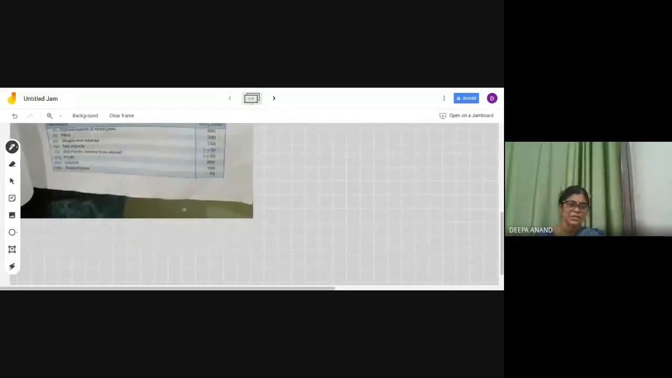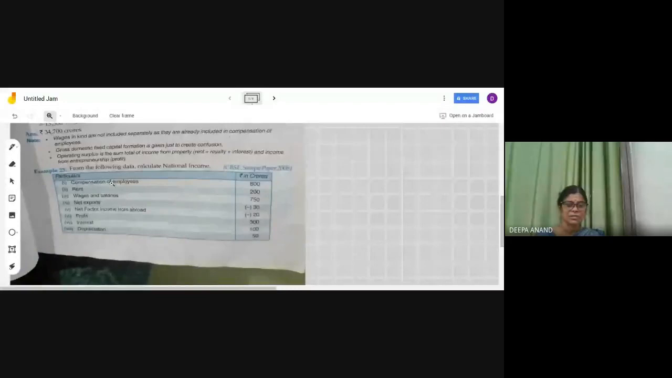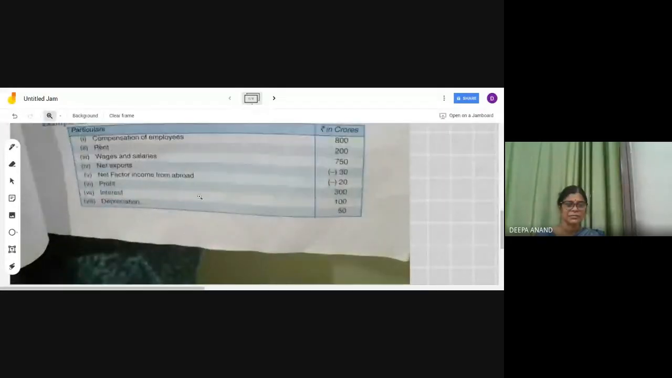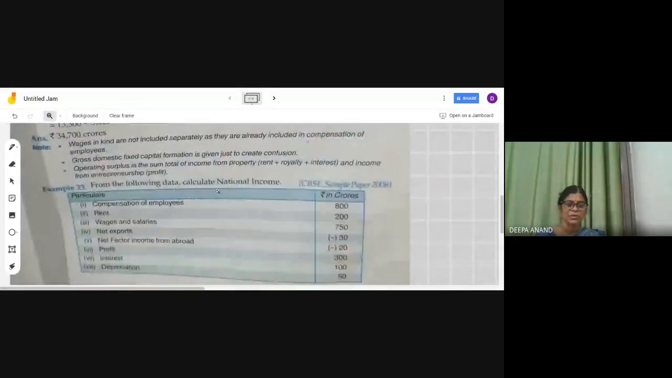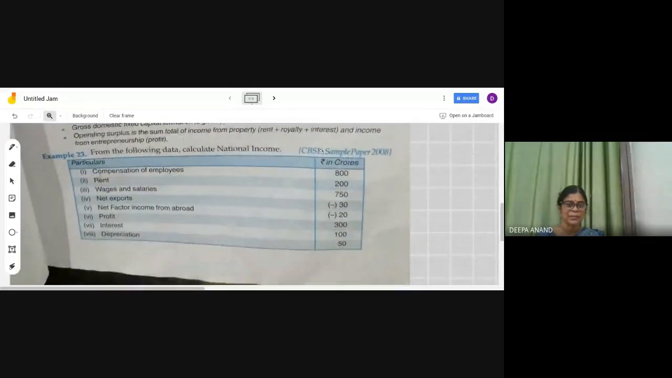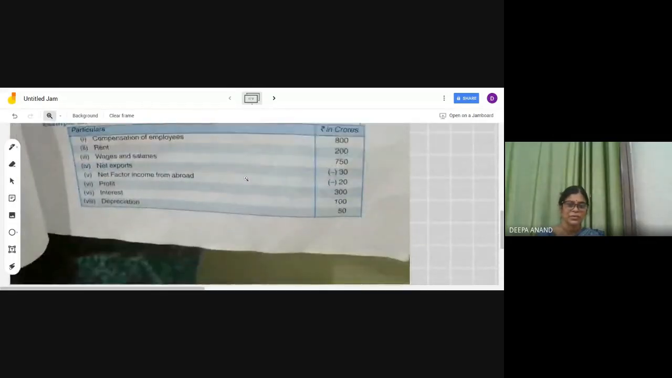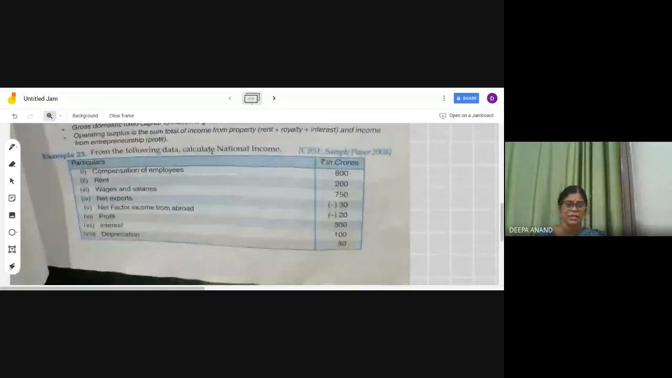See the next question. See this question. What you have to calculate? Here also you have to calculate. This is from the sample paper. Here also national income. Try to do it.